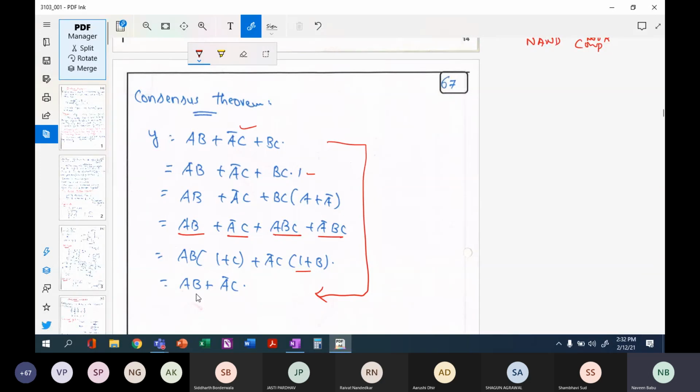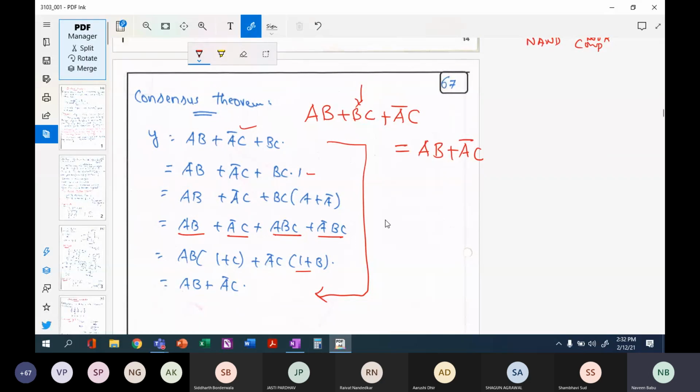So what is the consensus theorem? The consensus theorem is AB plus BC, and then the complement of A and C, is equal to AB, the first term, and the last term, A bar C. This particular term vanishes. This you must remember.